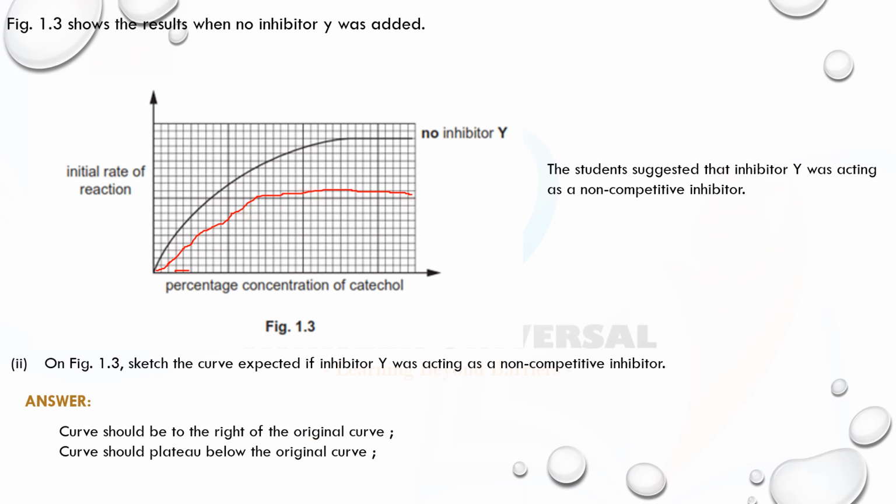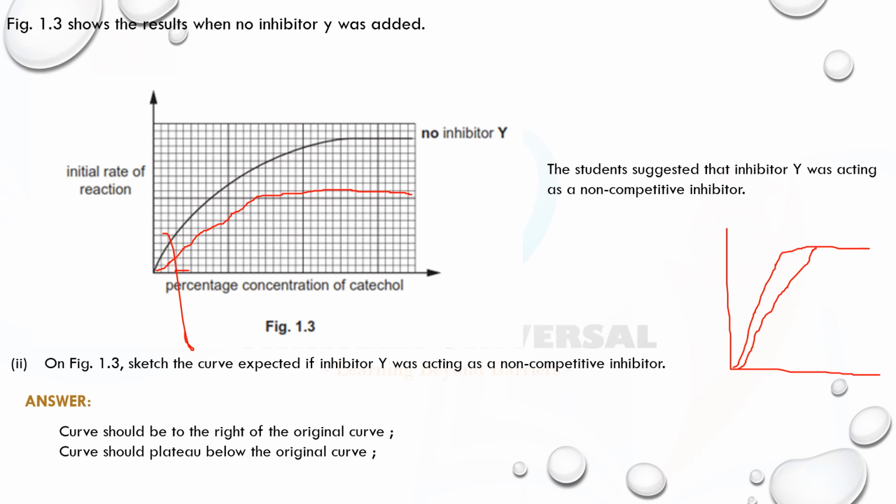Somebody asked a question: what about if it is a competing inhibitor? How would it appear? Okay, this is the graph without inhibitor. If it's a competing inhibitor, as you increase the concentrations, it will increase and then reach the same Vmax and then level off.